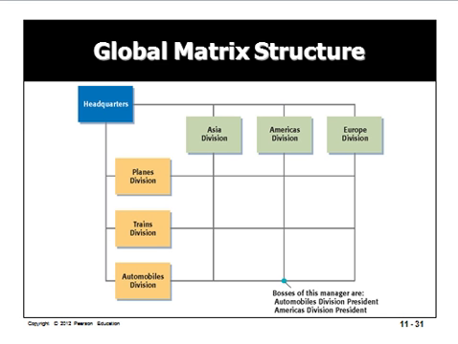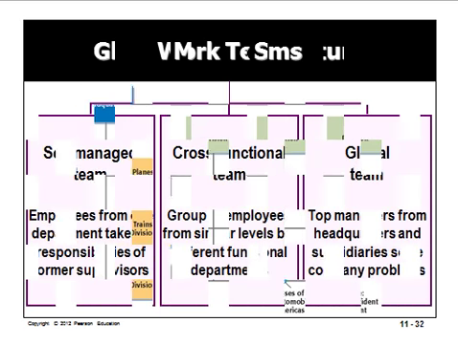Two major shortcomings are: first, the matrix form can be quite cumbersome, as the need for complex coordination tends to make decision-making time-consuming and slows the reaction time. Second, individual responsibility and accountability are blurred in the matrix organization structure. Because of shared responsibility, managers may attribute poor performance to the other manager.